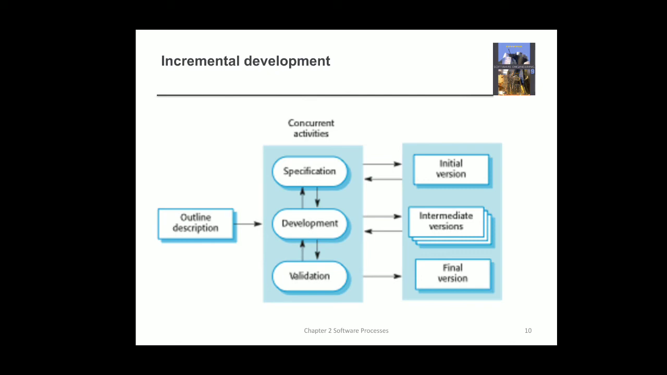Then we'll have initial versions. Whatever the things you have understood properly, for that you will be writing the code, go for validation, and you will give it to the customer as an initial version, which does not have all the requirements given by the customer.